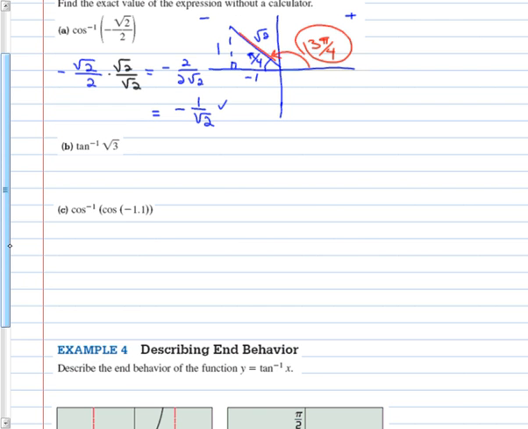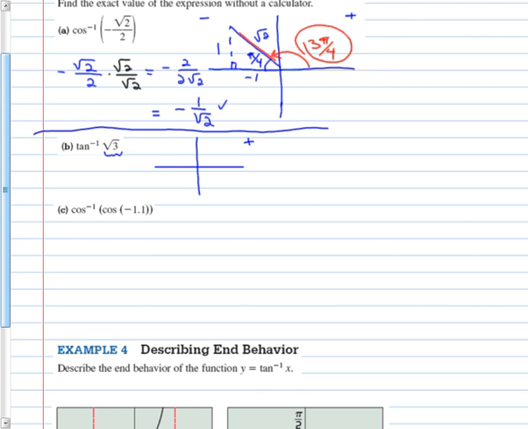Let's try another one. This one is tangent. No problem. Approach it the same way. I'm going to draw a little diagram. Inverse tangent of this positive value. So which quadrant do I draw the positive ones in? Positive is always the first quadrant.